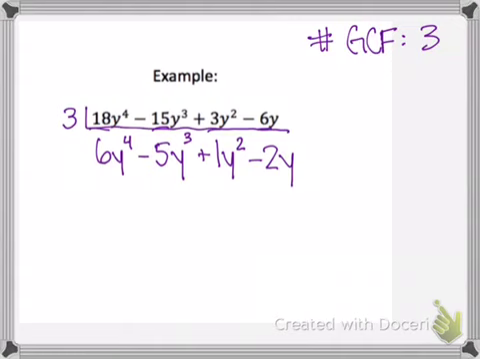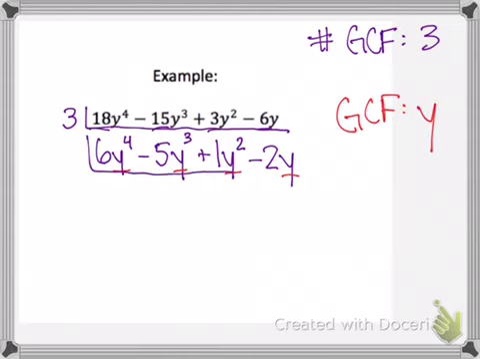But then I'm also going to look at my variables. Y to the fourth, y to the third, y to the second, and y. So when I want to look at my GCF of my variables, I'm having the lowest exponent, y. I'm going to divide all of these terms by y.